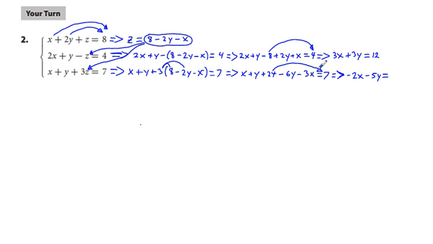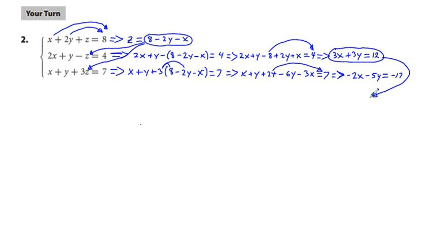And so we have 7 minus 24 on the right side, which is negative 17. And now I'm going to take this first equation here and solve it for x. So I'm going to bring this right below here.